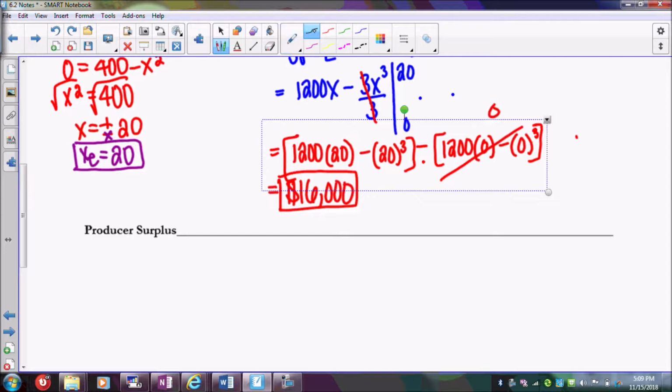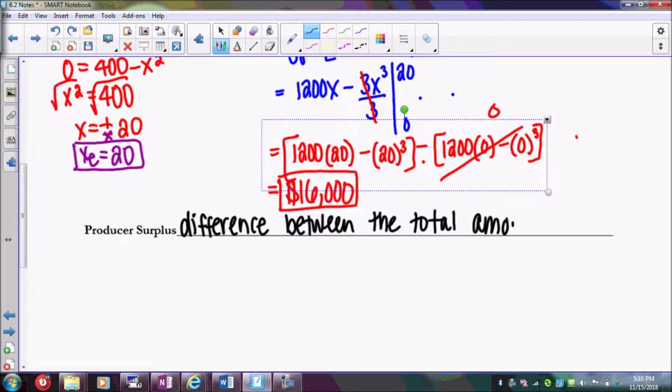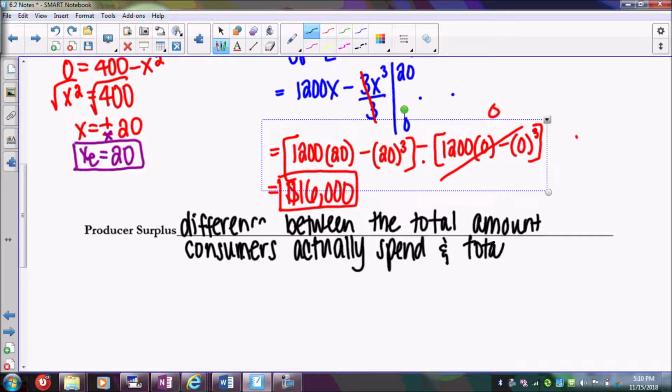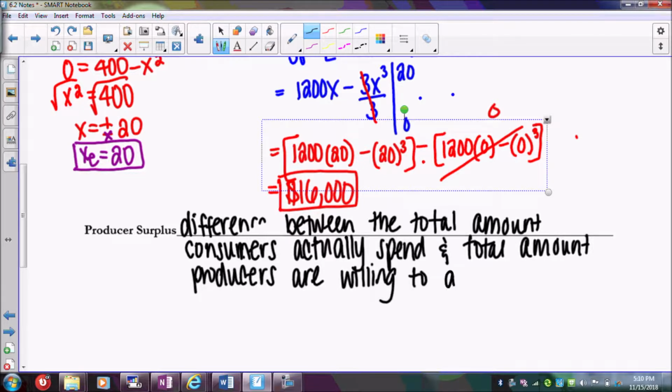So this is the difference between the total amount consumers actually spend and the total amount producers are willing to accept for X units.